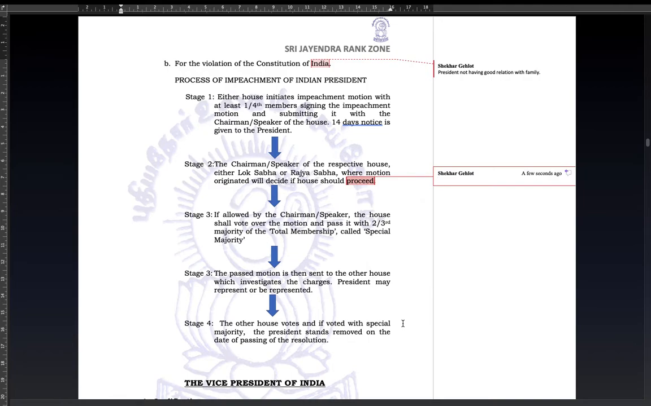Okay, if the chairman or speaker decides that the house should not proceed, the impeachment will fall.